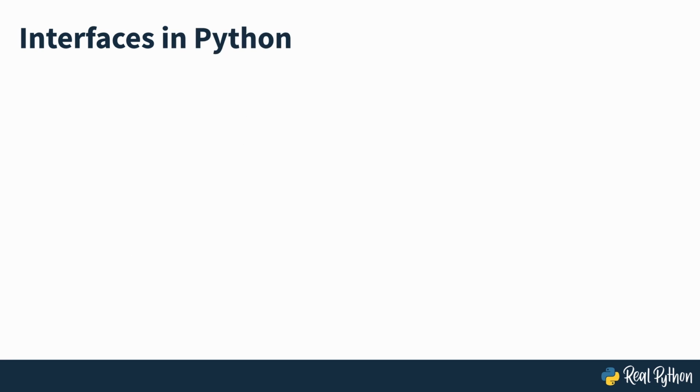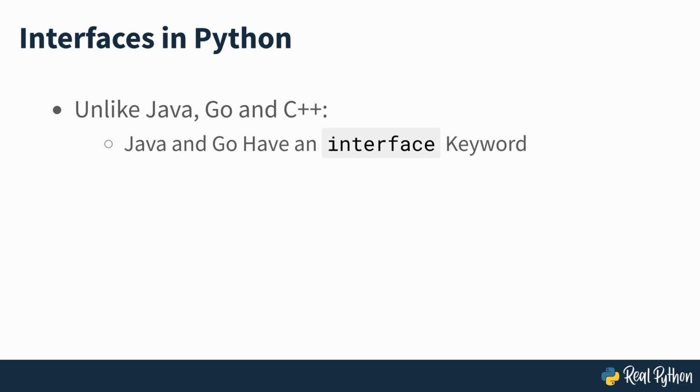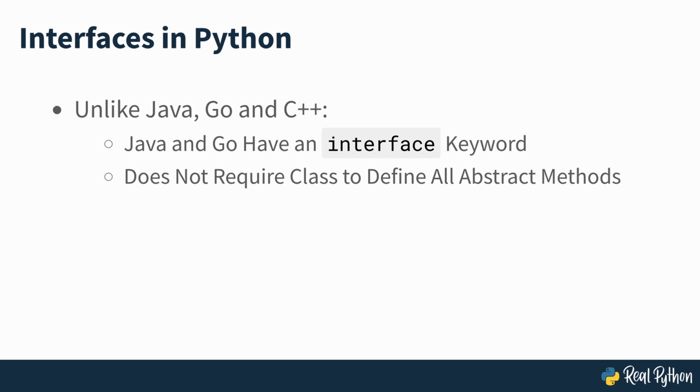Python's approach to interface design is somewhat different when compared to languages such as Java, Go, and C++. Java and Go have an interface keyword, while Python doesn't. Python deviates further from the other languages in one important aspect. It doesn't require the class that's implementing the interface to define all of the interface's abstract methods.